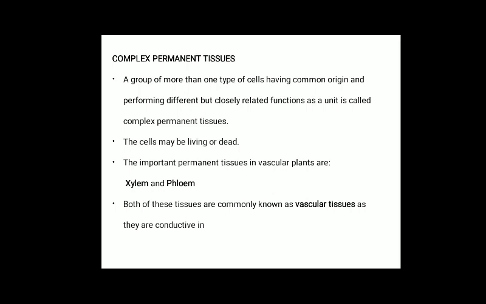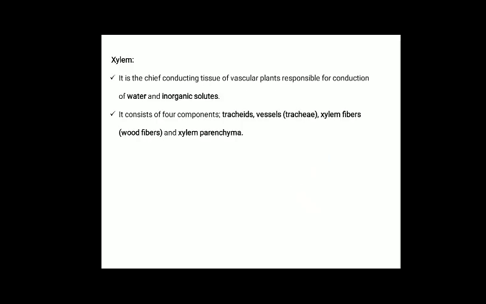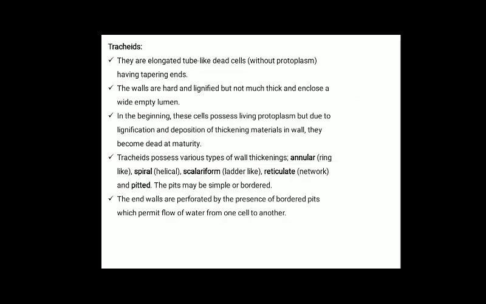The important complex permanent tissues, which include xylem and phloem, are vascular tissues also. Xylem is a chief conducting tissue of vascular plants responsible for conduction of water and inorganic substances. Xylem is composed of tracheids, trachea also known as vessels, xylem fibers also called wood fibers, and xylem parenchyma.